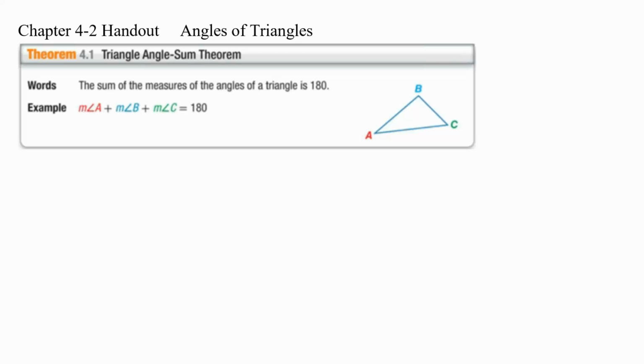Chapter 4.2, Angles of Triangles. In this chapter, we're going to solve for the measures of each of the angles in a triangle. We already know that the angles all sum up to be 180 degrees.